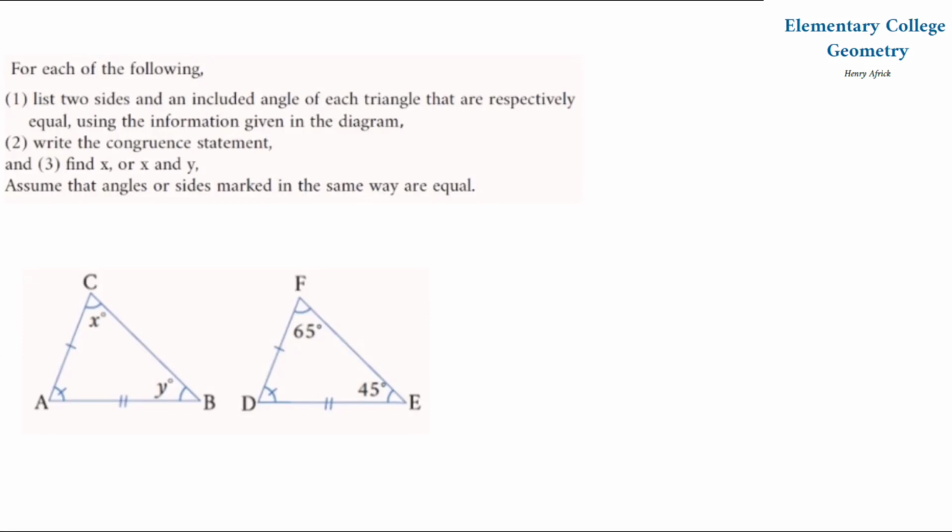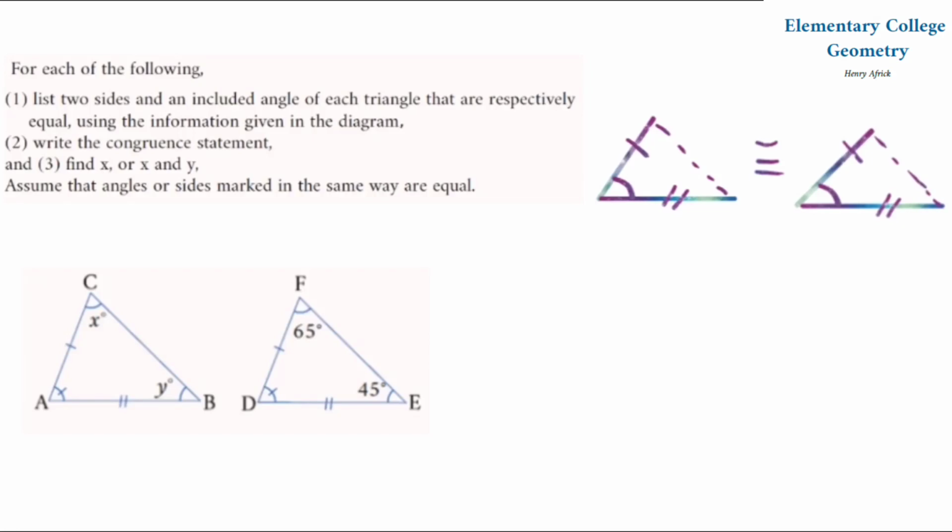Before solving this problem, we should know that when two sides and included angle of a triangle are equal to two sides and included angle of another triangle, we can conclude that these two triangles are congruent, and this theorem is known as side angle side theorem, or SAS theorem.